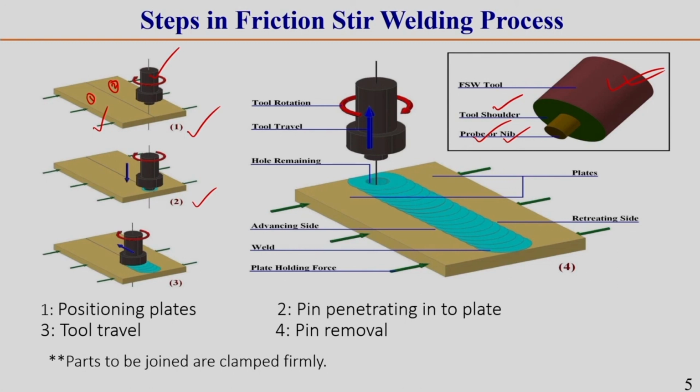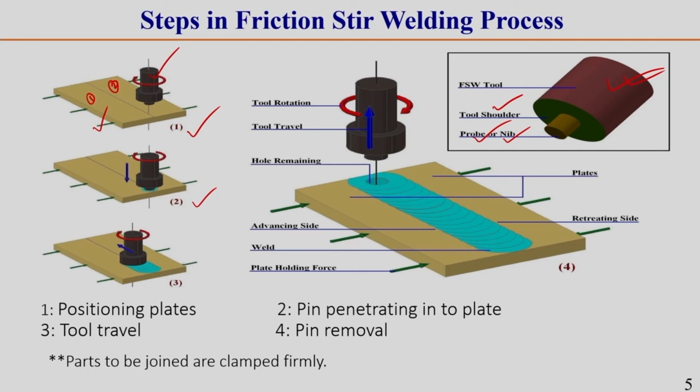The nib can have different geometries, that means it can be cylindrical, triangular, square, or pentagon shaped, depending upon the requirement. It can also be a threaded tool. I will show you some of the very commonly used FSW tools in subsequent slides.